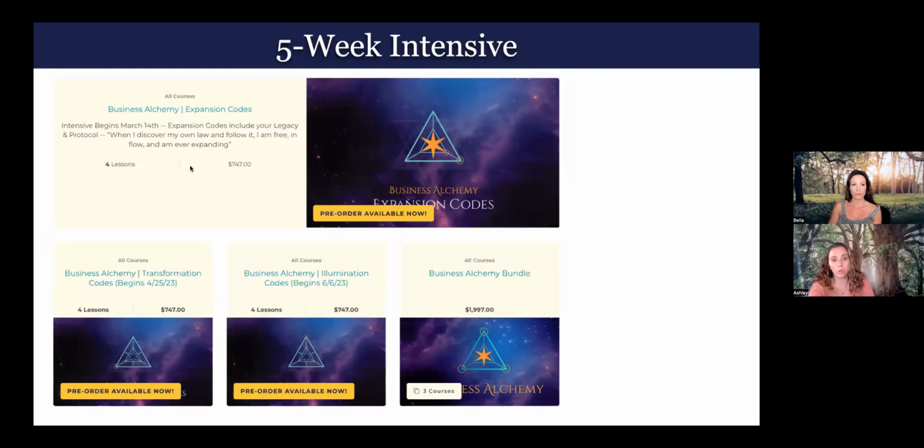If you want to go through the whole Business Alchemy journey, you're going to save quite a bit of money by doing that. And that way you can be part of those 15 weeks, and so you can be part of expansion codes, transformation codes, and illumination codes. Do you want to clarify or say anything else about this, Bella? No, I think we're good.